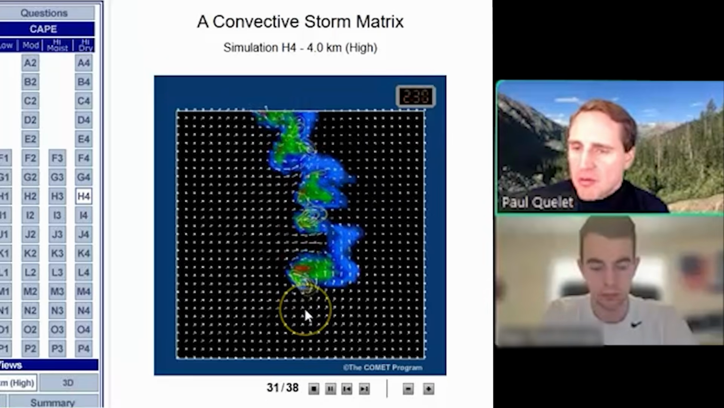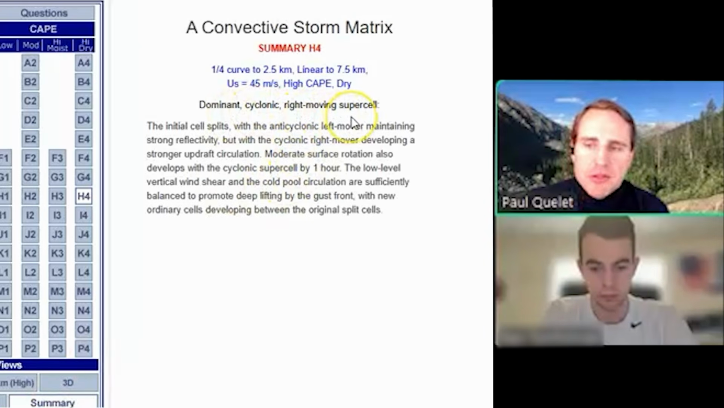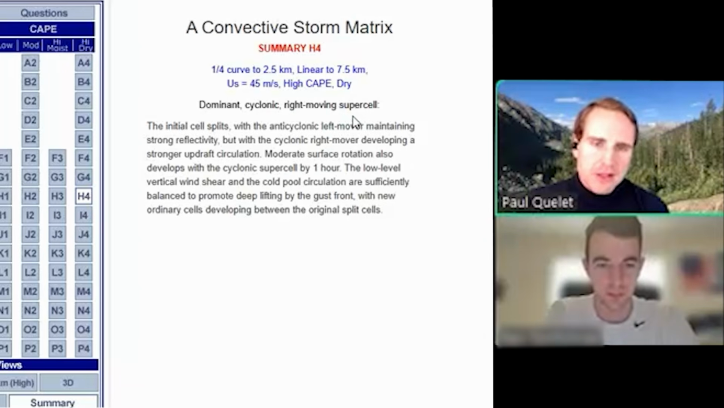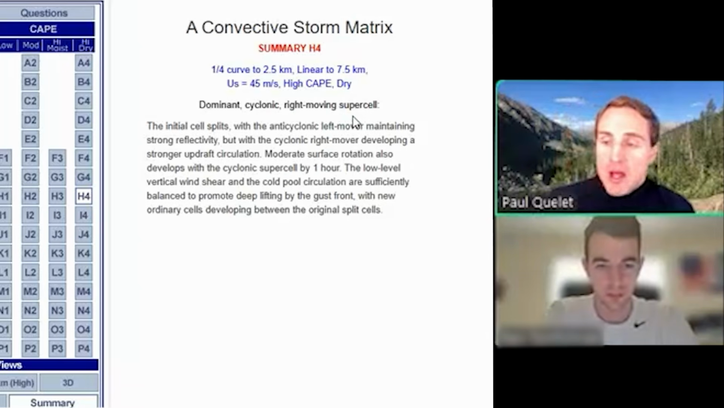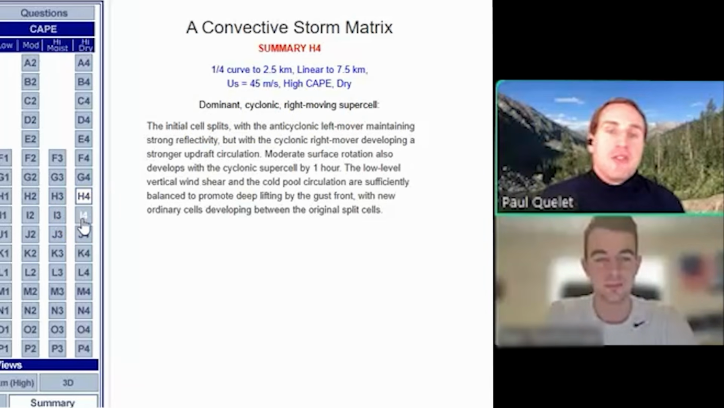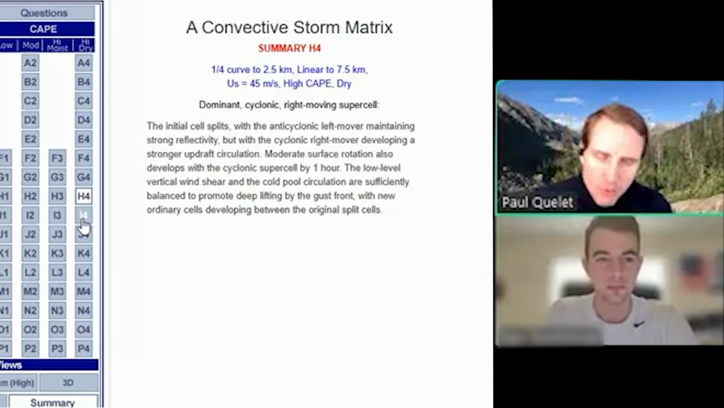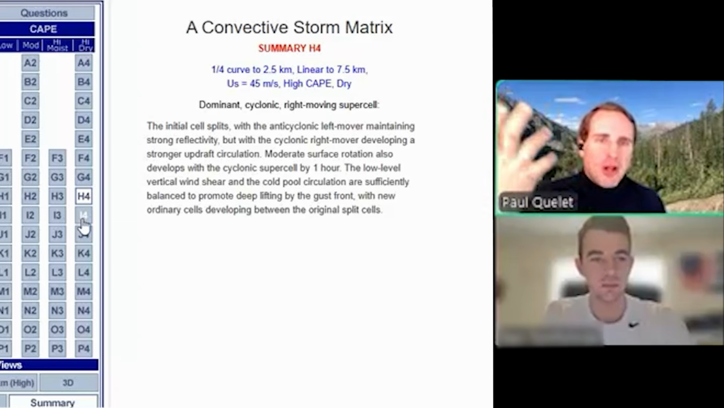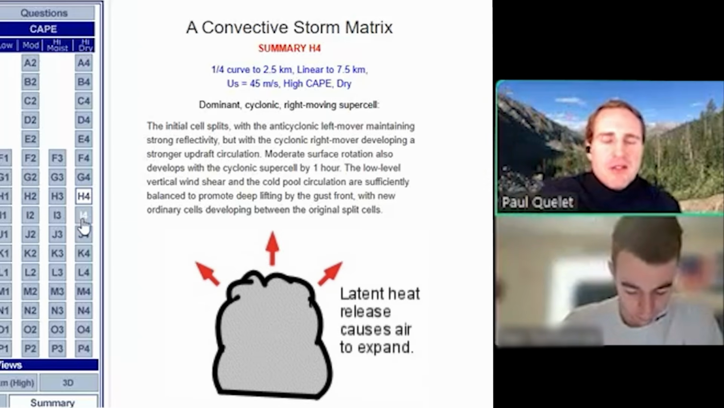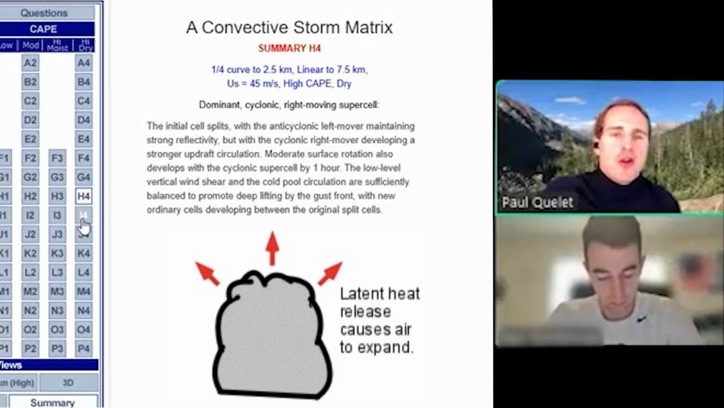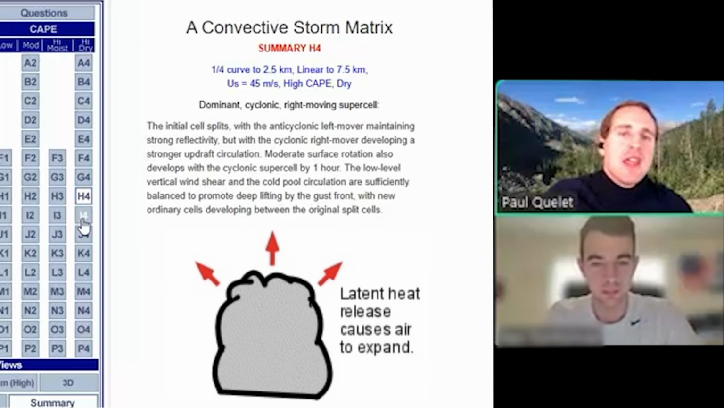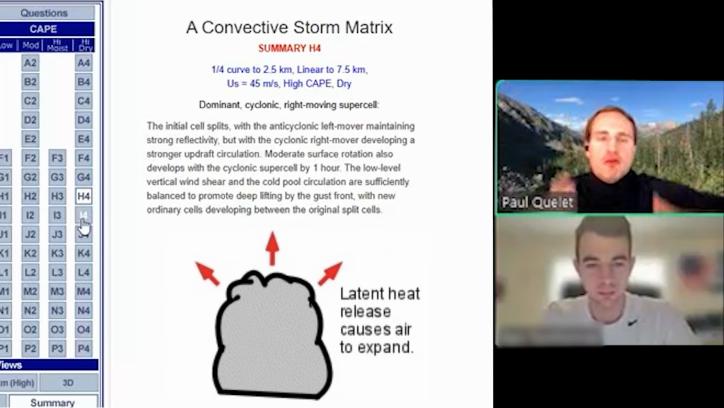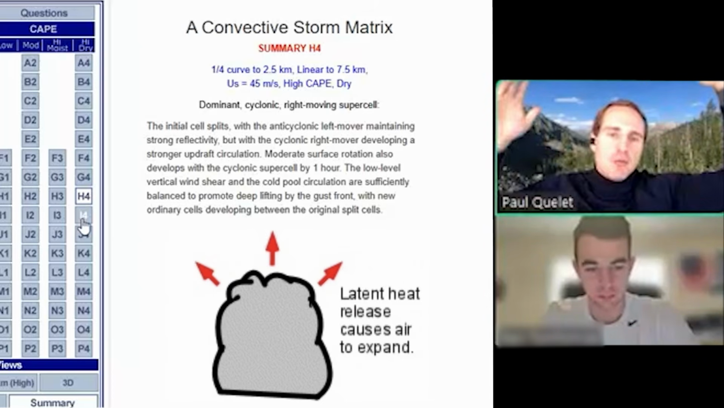And let's look at the summary. Dominant cyclonic right-moving supercell. I would say it's not as significant of reflectivity and not as significant of an updraft. Because remember back to even your thermo classes, right? Low-level moisture, one of the things it does is it doesn't just provide fuel for the storm, for the actual hydrometeors. We get the release of latent heat as air parcels rise and then they condense. So when they condense, that latent heat release increases buoyancy and makes the updraft stronger.